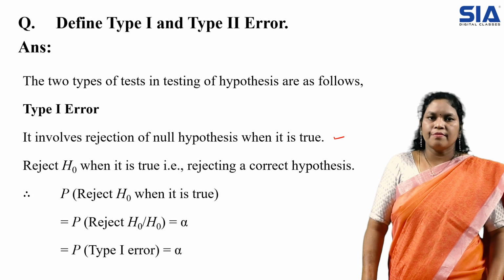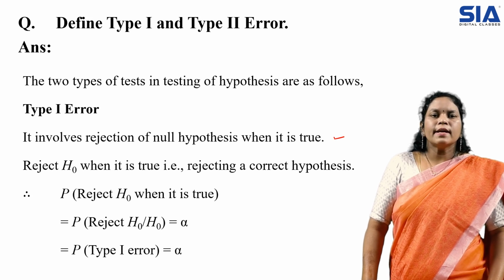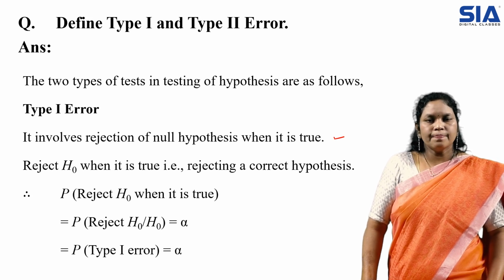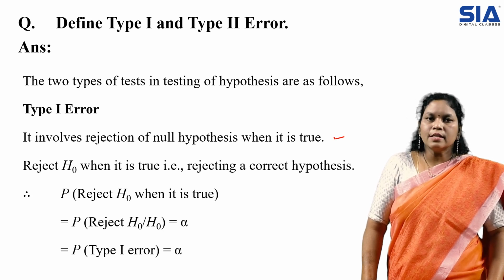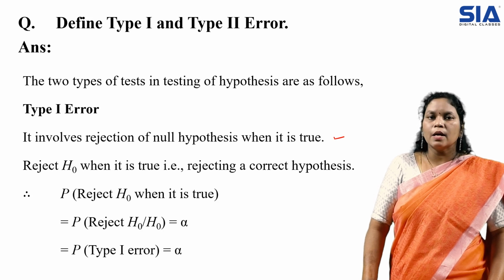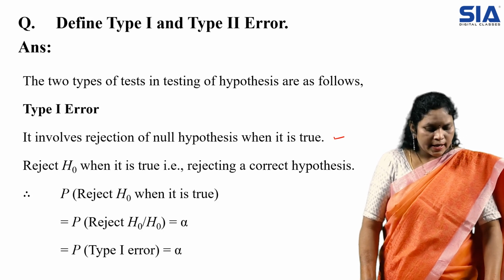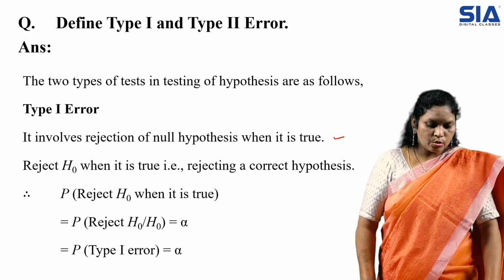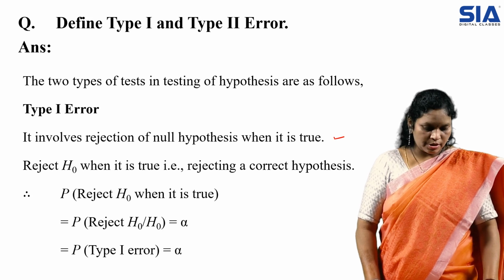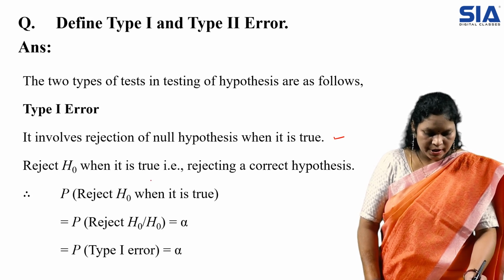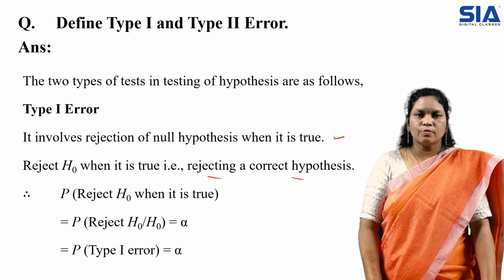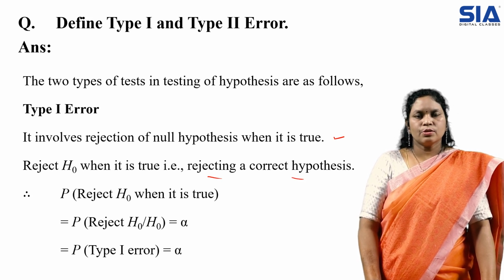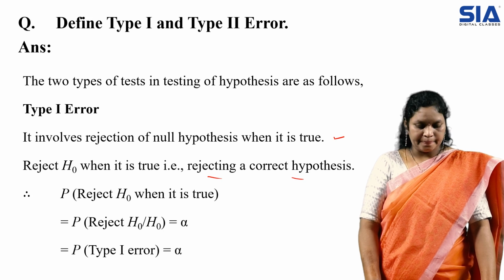Good data we have rejected, or like one product is a good one, but we have rejected it, we are not accepting it. So obviously it's an error. We call that error type 1 error. So rejecting the null hypothesis when it is true is your type 1 error. Now let us check how the formula goes. Reject H naught when it is true, rejecting a correct hypothesis. Yes, it was a correct hypothesis, but we have rejected it, so we call it type 1 error.